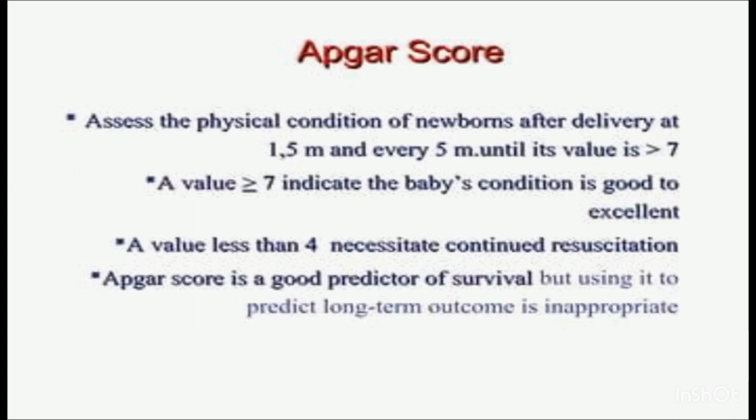As we assess the Apgar score, we assess the physical condition of newborns after delivery at 1 and 5 minutes, and every 5 minutes until its value is more than 7. A value of 7 or more indicates the baby's condition is good to excellent. A value less than 4 necessitates continued resuscitation. The Apgar score is a good predictor of survival, but using it to predict long-term outcome is inappropriate.